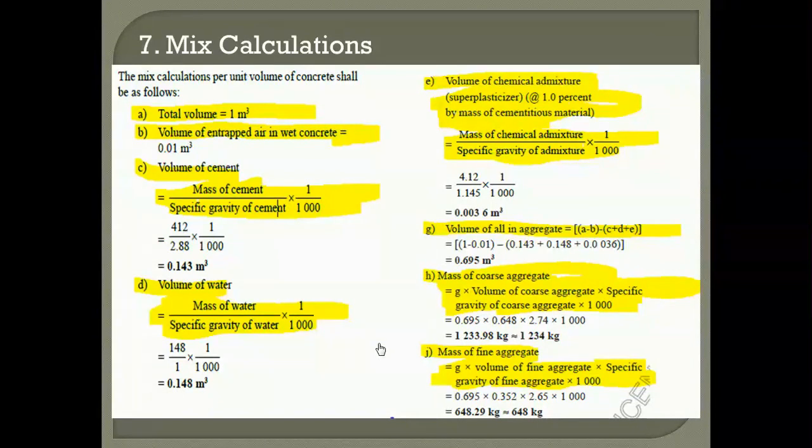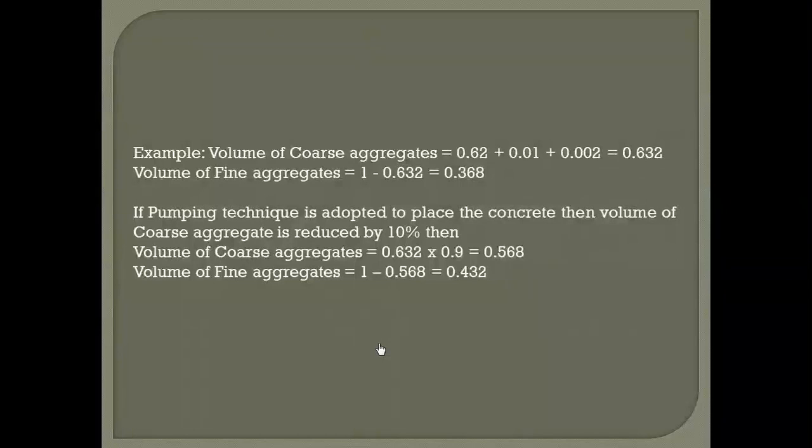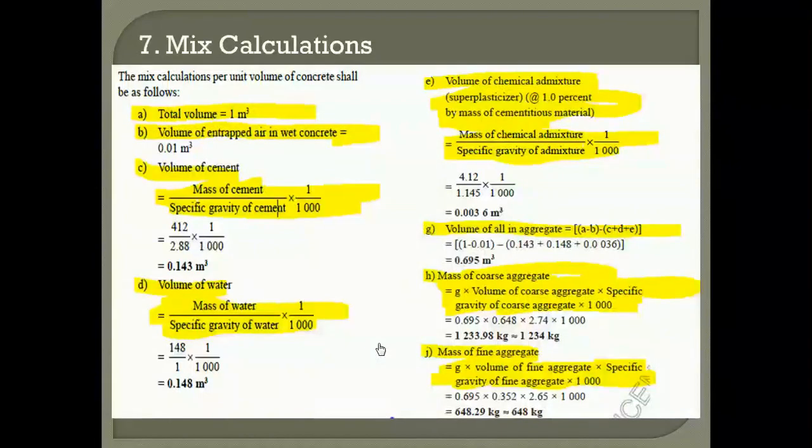Similarly, mass of fine aggregate: G is the volume of all aggregate, 0.695 in this case. Then the volume of fine aggregate, whatever value is obtained after deducting, 1 minus the volume of coarse aggregate, you enter as the volume of fine aggregate, into specific gravity, which will be given in the data, into 1000, gives the mass of the fine aggregate. So this is the final mix calculation step.